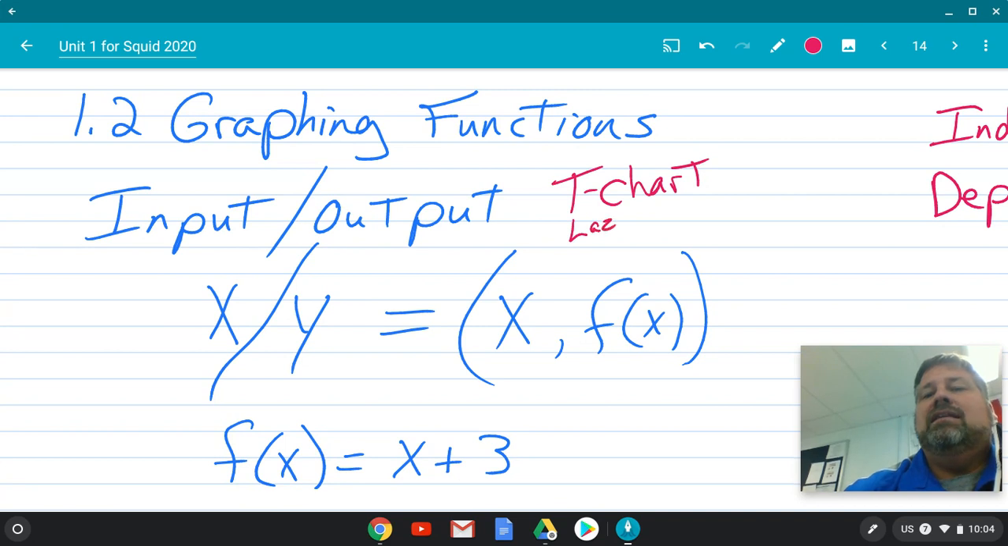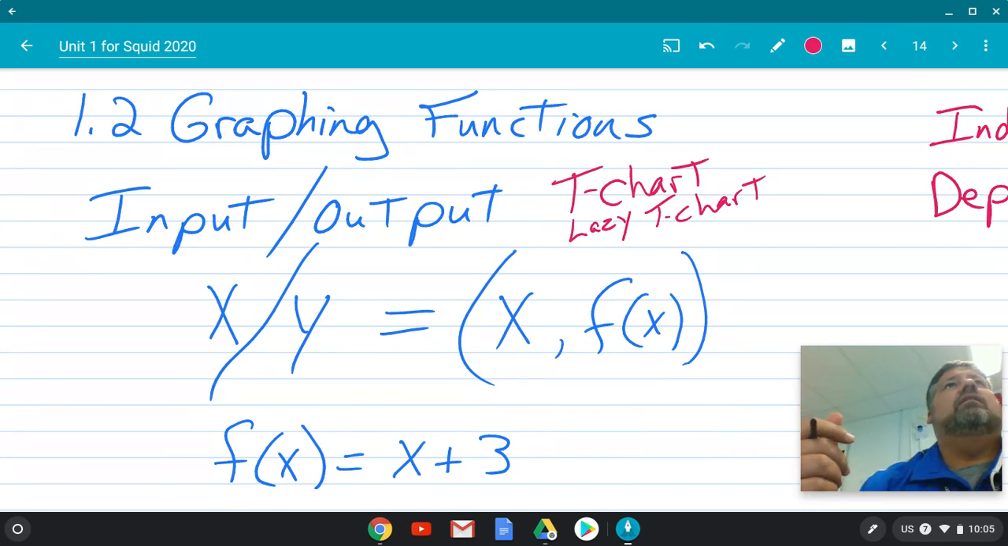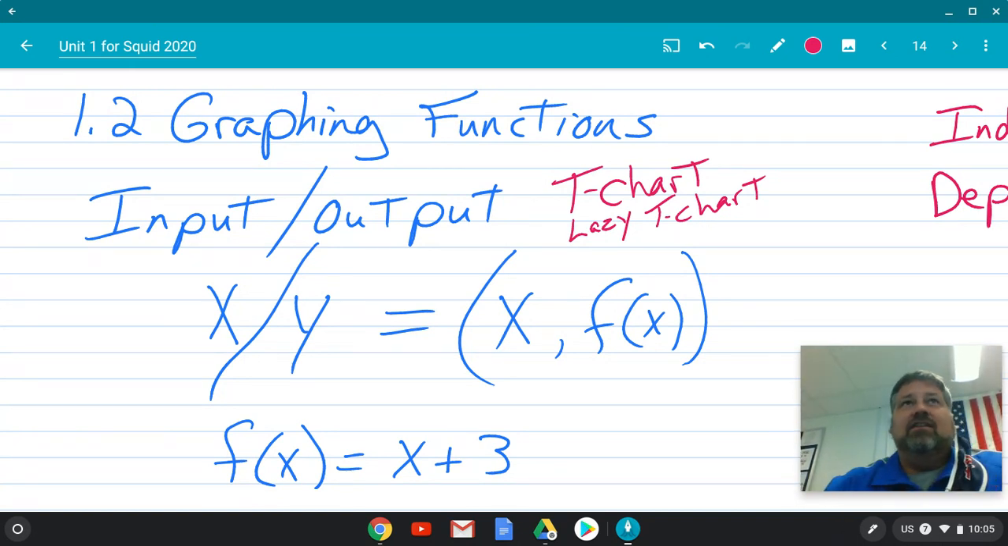How about a lazy T-chart? Anybody know what a lazy T-chart is? Yeah, the one that's on its side. It's laying down, therefore it's lazy. Get it? Don't worry here, I'll be here all week. Okay. Lazy T-chart.